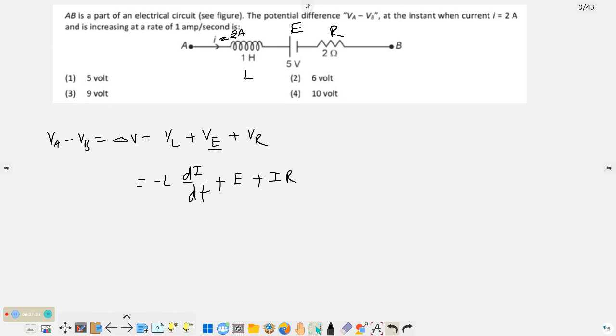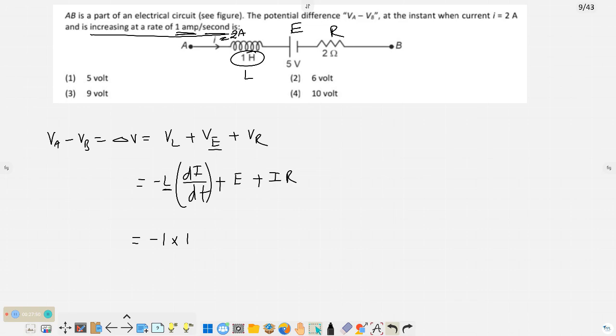Okay, if you observe, what is L, called the inductor value? How much inductor value is given? 1 Henry, so that is nothing but minus 1 into di by dt. This di by dt is called the rate of change of current, or growth of current or decay of current. In this case, an increase rate of 1 ampere per second is given. Increase rate means change: the current is changing 1 ampere each second. So this di by dt value is given as how much?